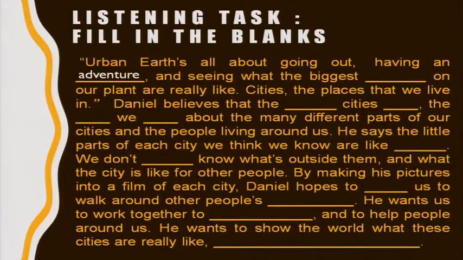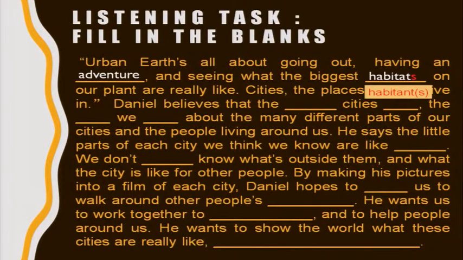All right, shall we check the answers? Okay, how about the first one, having an adventure? Perfect. And then the biggest habitats. Yes, we should put plural form here. And habitat actually means the living environment for animals or for human beings, right? So in terms of the people who live in this kind of environment, what do we call them?